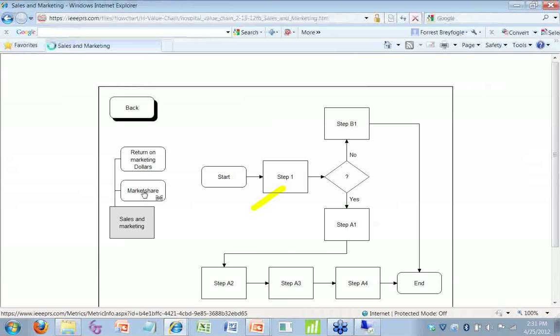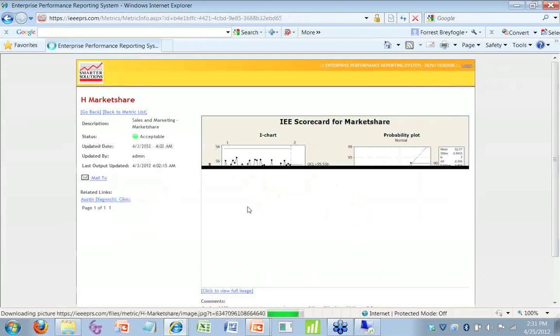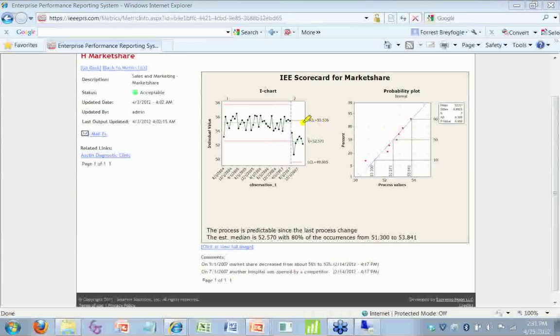Now we look at market share. Oh boy, goodness. Look at our market share, it went down. So we used to be running at about 55%, somewhere along in there. Now we're down to 52%. Okay, so again, we're reporting out similar to what we did previously. Now in our comments here, we noticed that another hospital's opened up in town. Okay, well, the environment changed, so we've learned something there by looking at this metric.